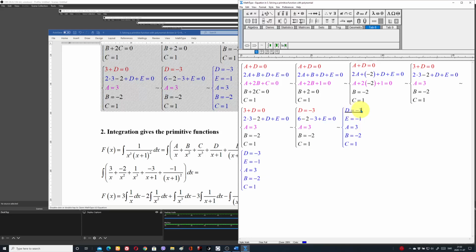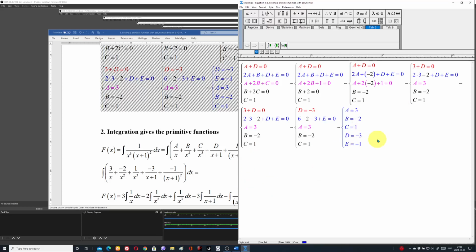So I will put first here A is equal 3, B is equal minus 2, C is 1, and D is minus 3. And C is 1. Let me correct one more time. A is equal 3, B is minus 2, C is 1, D is minus 3, A is minus 1. Okay.